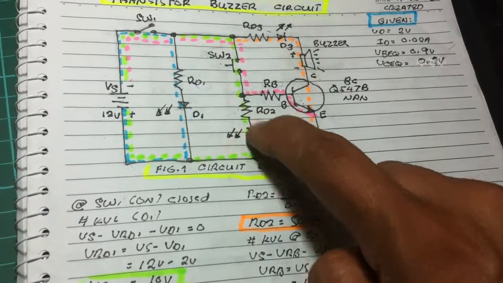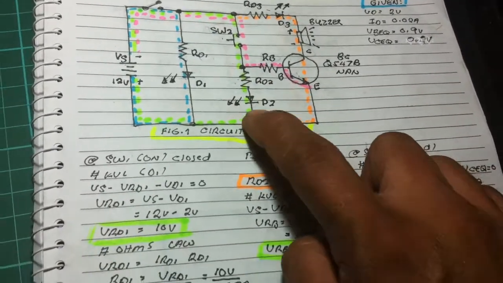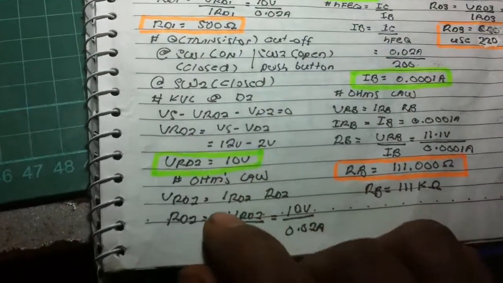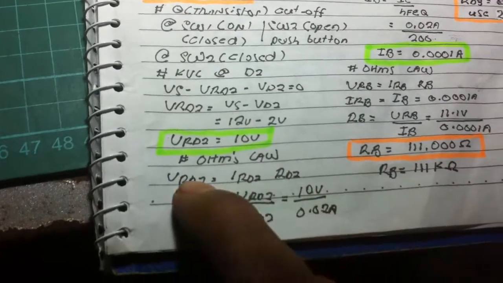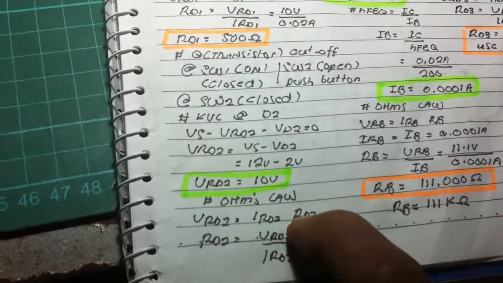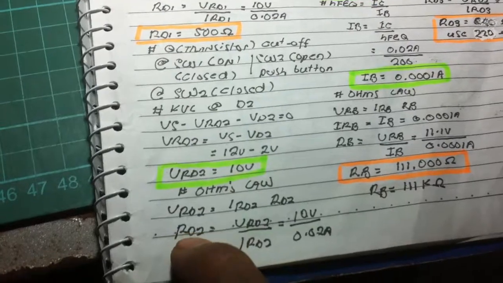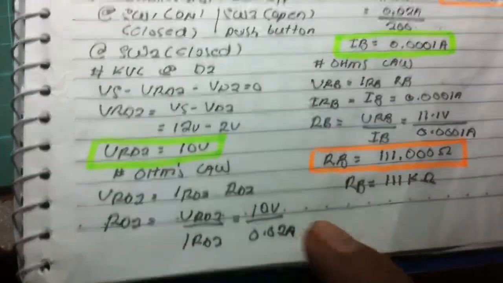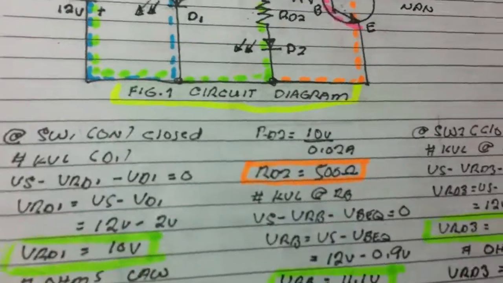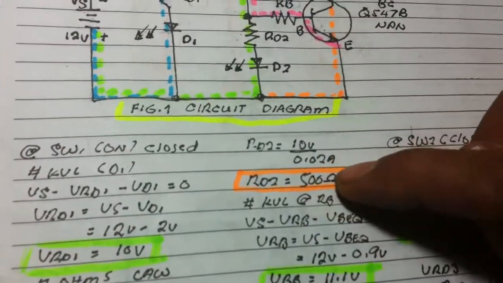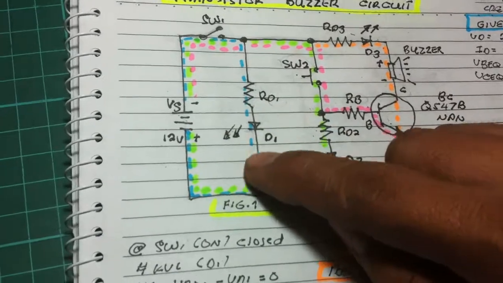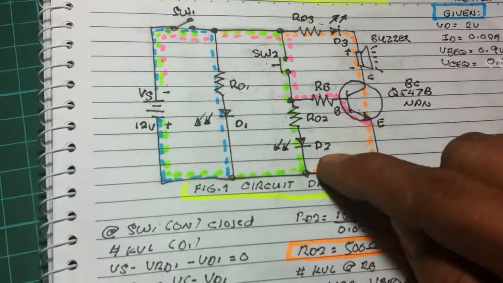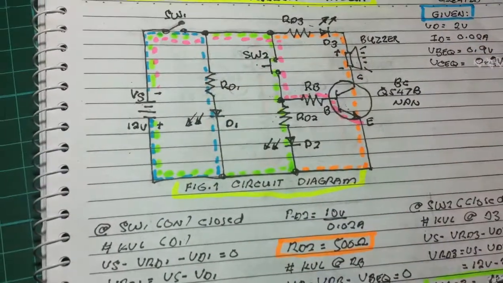Since we know the current rating of the LED in the datasheet, we are now using Ohm's law. Voltage, current times resistance. RD2 now is equal to, by transposition, substitution, we got now this 500 ohms. Same as RD1, RD2. They are both 500 ohms.